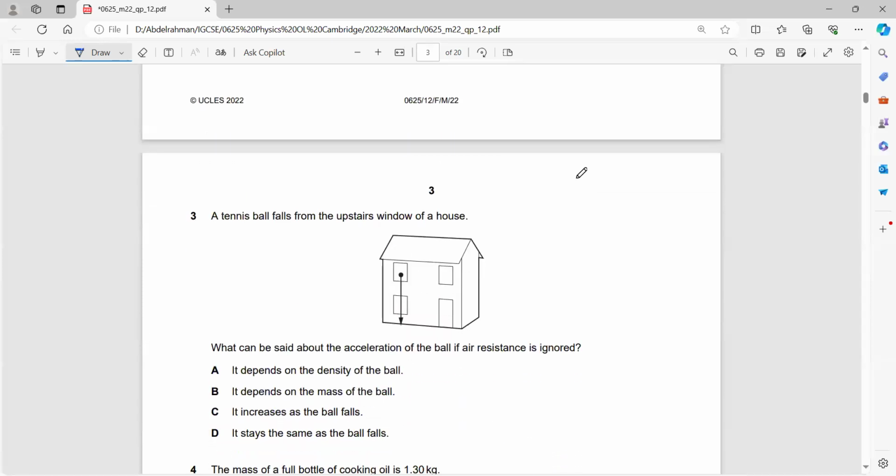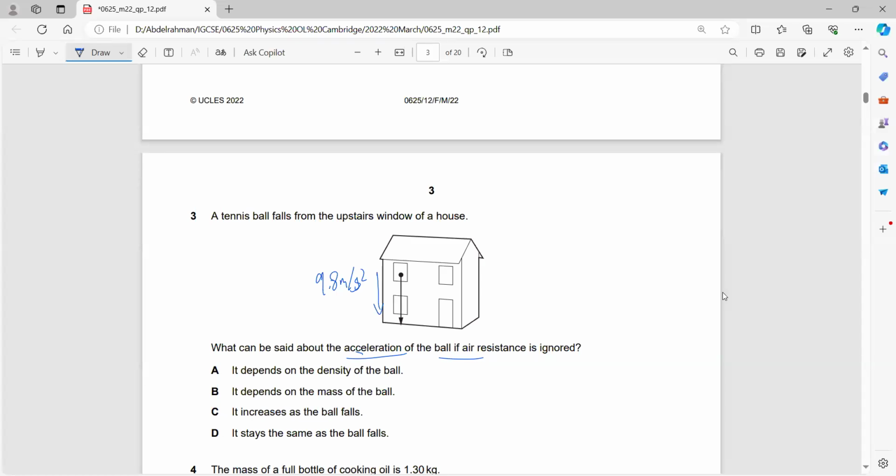A tennis ball falls from the upstairs window of a house. What can be said about the acceleration of the ball if the air resistance is ignored? The acceleration when the ball falls, what's the acceleration? What is the acceleration of free fall? It's a constant number. What is it? 9.8 meters per second squared on Earth. So the acceleration of free fall on Earth is 9.8 meters per second squared.